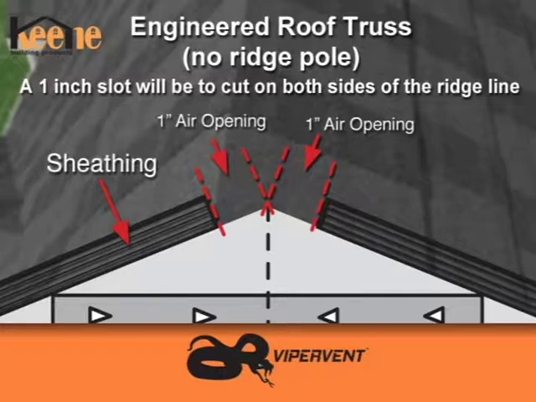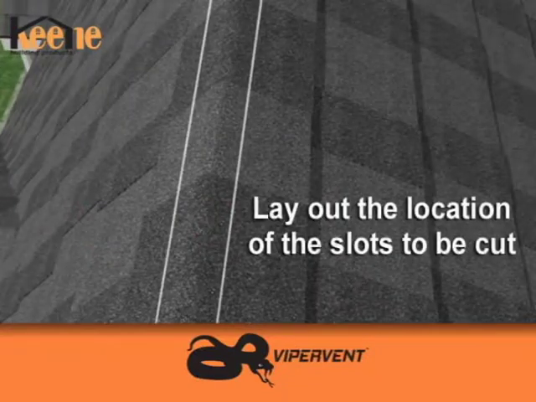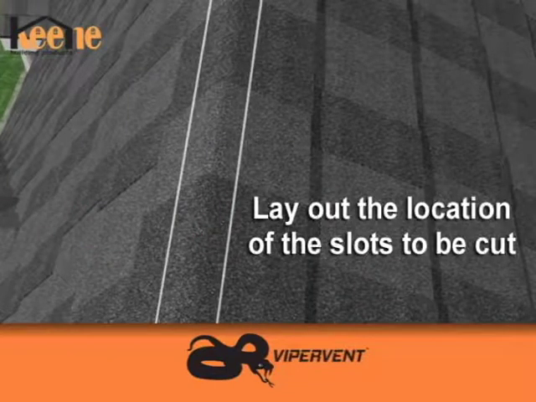For roofs without a ridge pole, a 1-inch slot will be cut on both sides of the ridge line. For roofs with a ridge pole, a 1-inch slot will be cut on both sides of the ridge pole at the ridge line. Lay out the location of the slots to be cut. Ensure the length of the slots equals the minimum amount of ViperVent required.